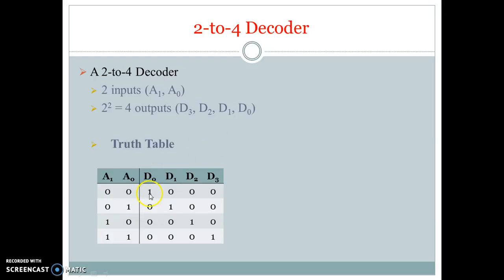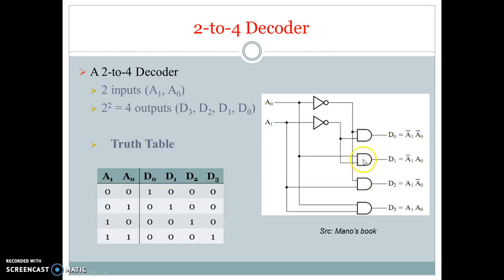This is the truth table for the 2 to 4 decoder. The input A1 is 0 0 1 1 and A0 is 0 1 0 1, and the outputs are D0, D1, D2, D3. The outputs are 1 0 0 0, 0 1 0 0, 0 0 1 0 and 0 0 0 1. This is the output for the 2 to 4 decoder, and this is the logical diagram for the 2 to 4 decoder, with inputs A0 and A1.